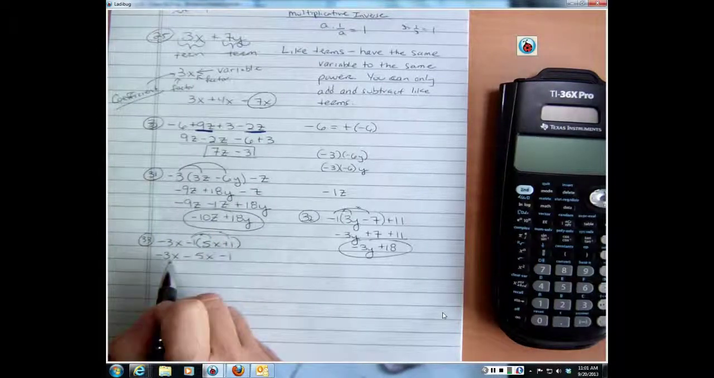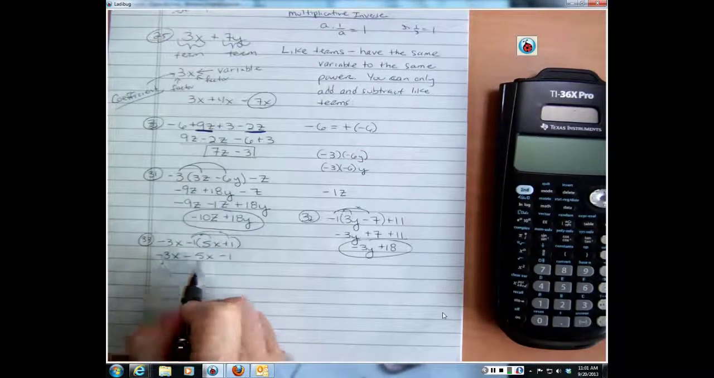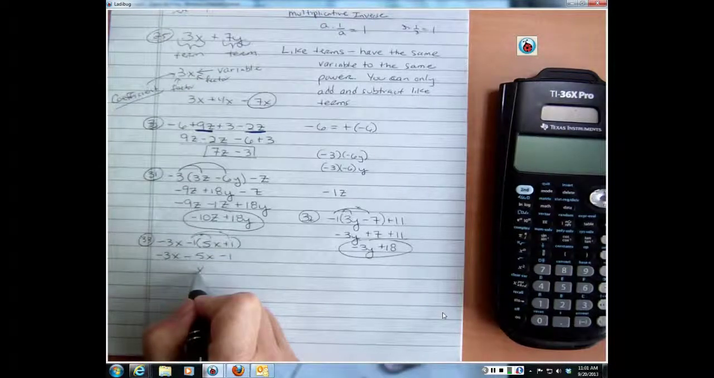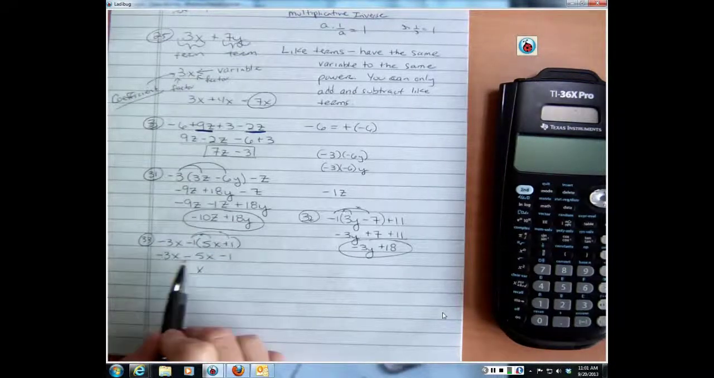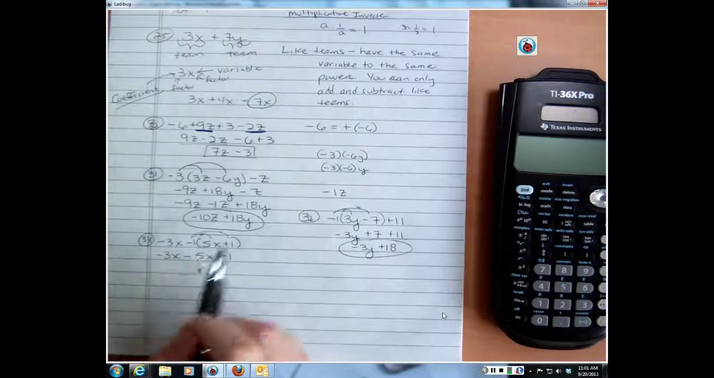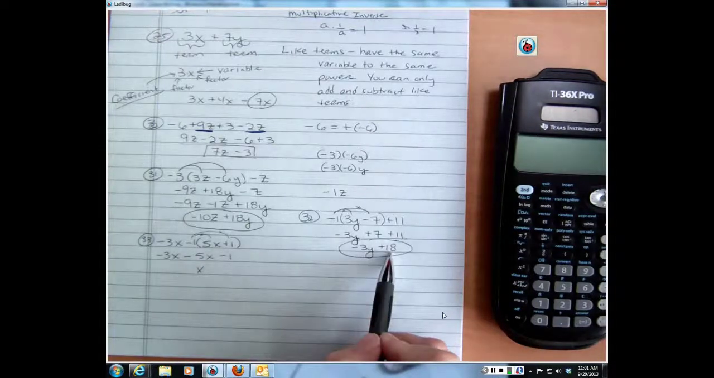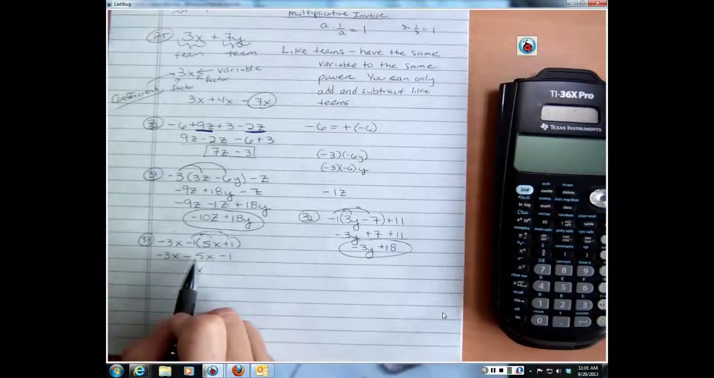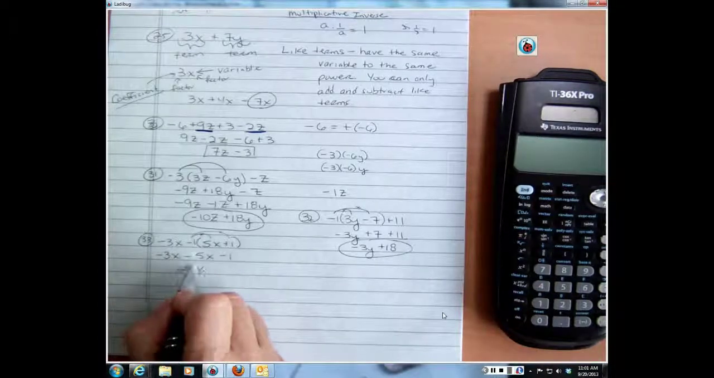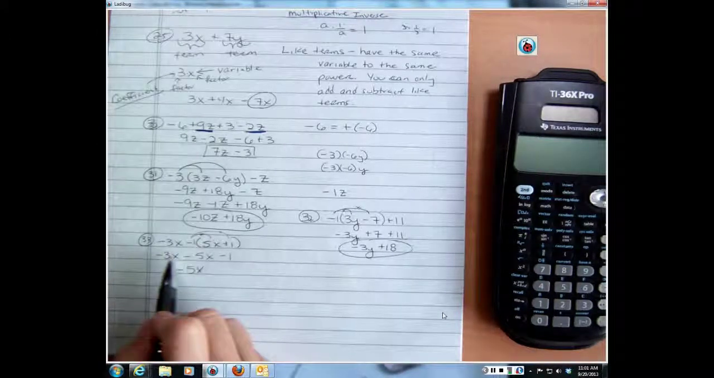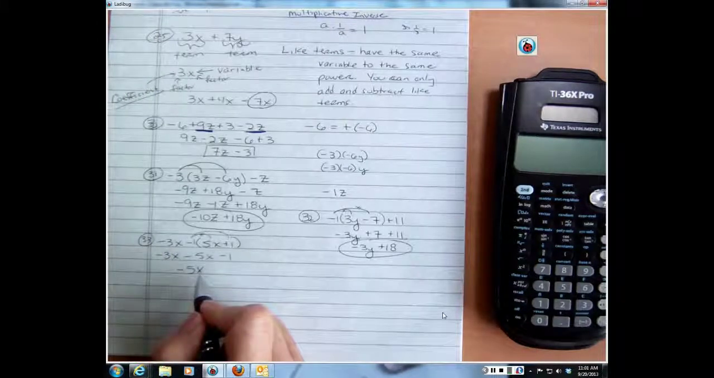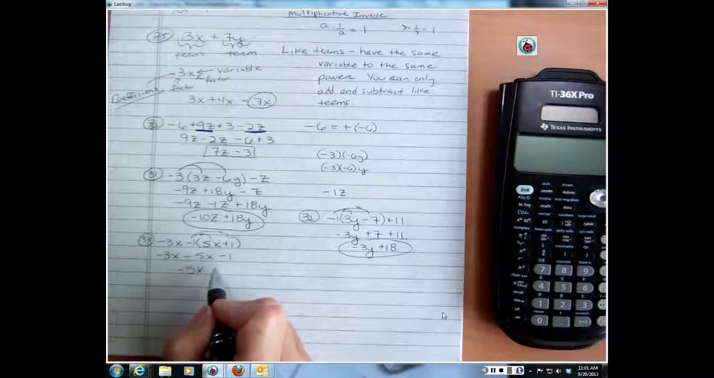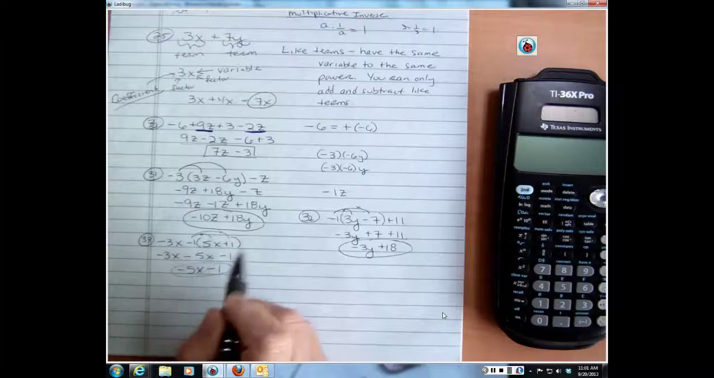Negative 3x, negative 5x, total of x's. But I have 3 negatives and 5 more negatives. Just like up here, if I have all positives, I get a positive. If I have all negatives, I get a negative. So I have negative 3 and negative 5 totaling up to negative 8. That part you could put in your calculator as long as you don't forget to bring the x along. And then minus 1. Negative 8x minus 1.